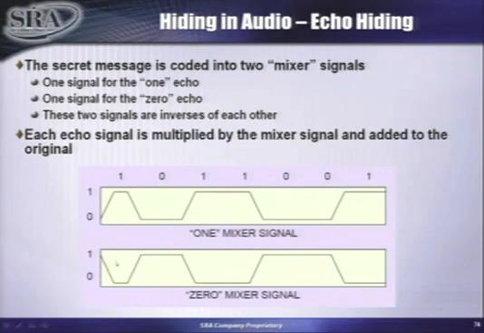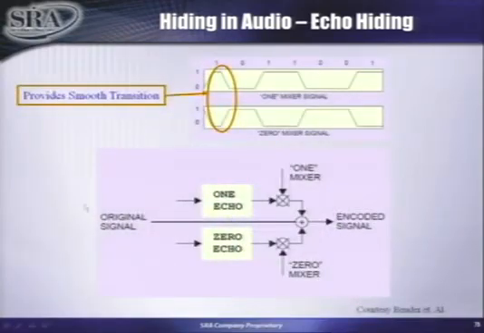So basically we're going along adding the 1 echo, and then we transition and add the 0 echo here, and we add the 1 echo here, and so forth. And because of this slope, it provides a smooth transition. So here we have the 1 echo, here we have the 0 echo, that's showing a mix. So this is the message. The message is controlling these 2 mixers.